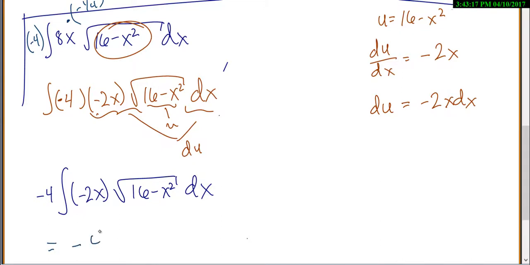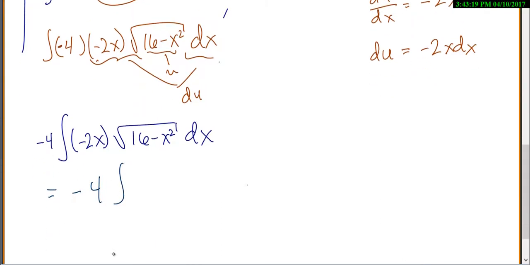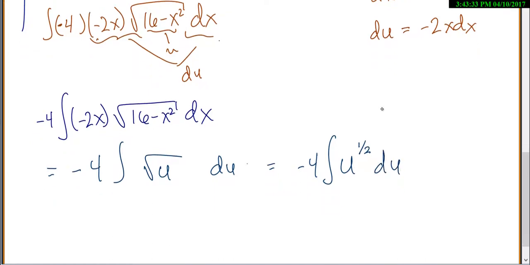So this is going to equal negative 4 times the integral. Now take this negative 2x dx, and that's your du. And this square root of 16 minus x squared is now the square root of u. So this is negative 4 times the integral of u to the 1/2 du. Now we're finally ready to integrate. Sorry, not integral. We're going to actually integrate now.